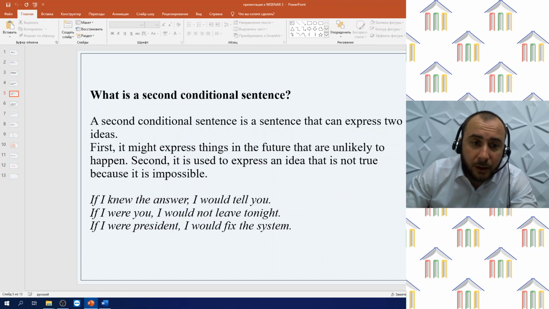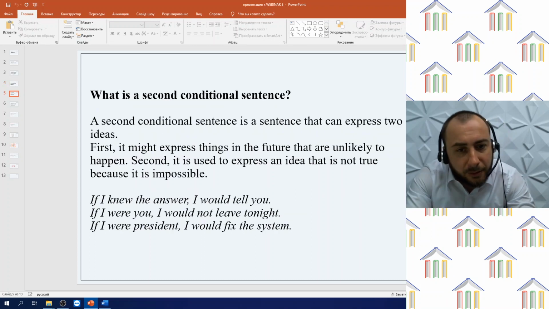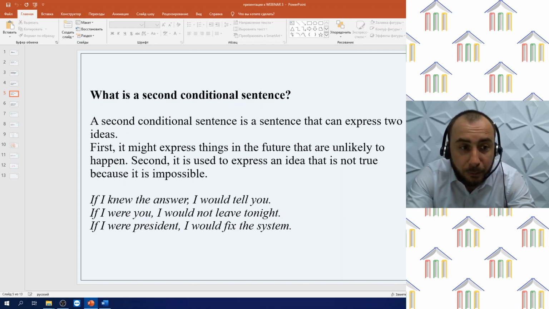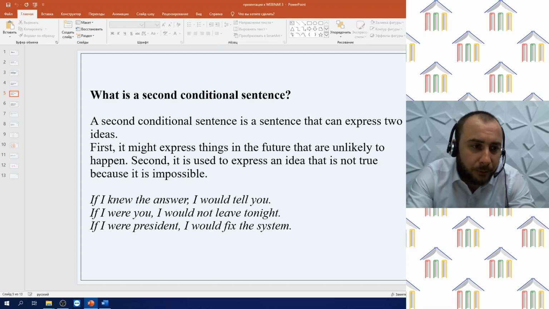What is a second conditional sentence? A second conditional sentence is a sentence that can express two ideas. First, it might express things in the future that are unlikely to happen. Second, it is used to express an idea that is not true because it is impossible. Here are some examples. If I knew the answer, I would tell you. If I were you, I would not leave tonight. If I were president, I would fix the system.